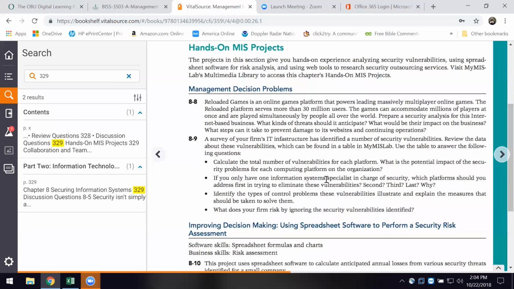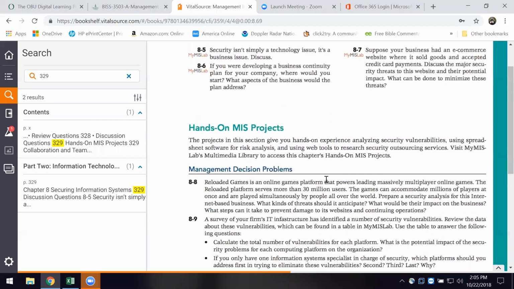Now, then the 9, this is one of those that are tied to the MIS lab, but they want a survey of infrastructure, and they've got some bullet points there, the number of vulnerabilities. And if you have only one, the personnel issue, that's the second bullet point, and types of control problems. So I think the one you'll want to deal with is the 8.8. 8.9 is in that lab, the MIS lab, and I didn't add that to this course because it's about $250 a pop. I think you pay enough for textbooks as it is.